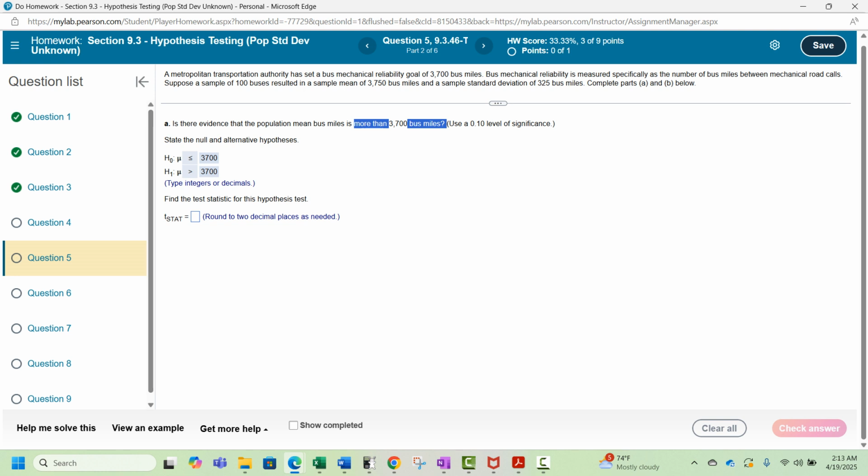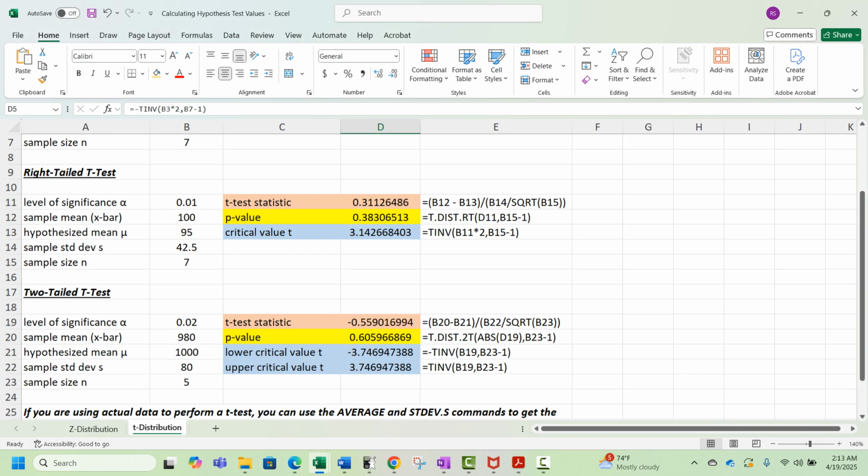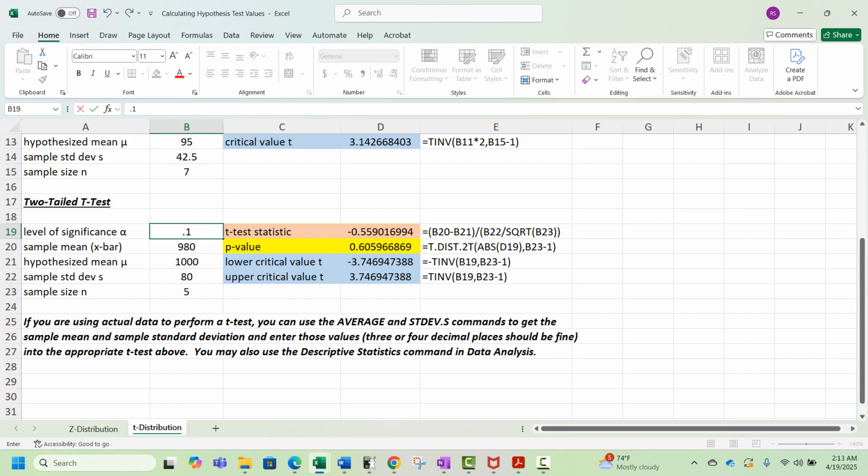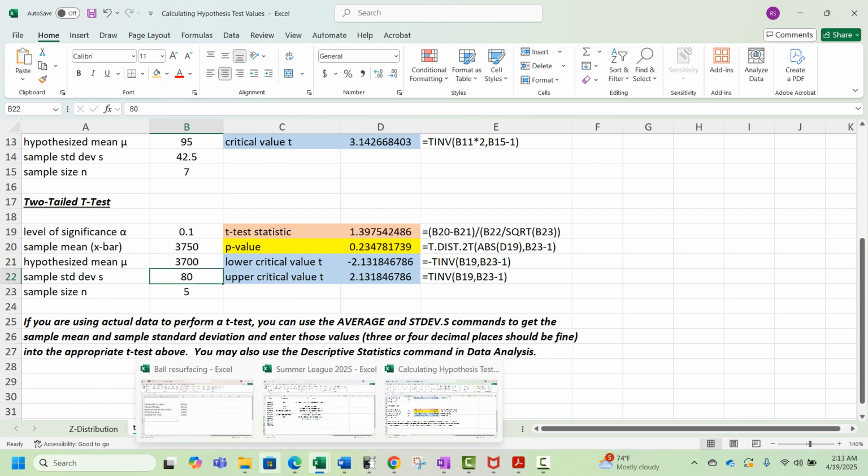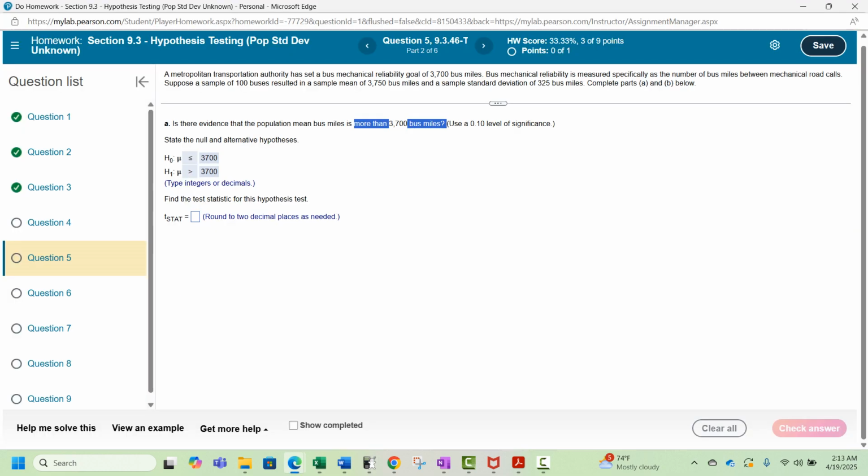Okay, well, test statistic. So 3,700 is our hypothesized mean, and 3,750 is the sample mean, 0.10, and it's two-tailed. So we're going to make sure we're on the right area in the spreadsheet. Two-tailed right down there. Let me double check this before I go on. Yeah, 3,750, 100 buses, sample standard deviation of 325. I like the fact they put "sample" in front of that.